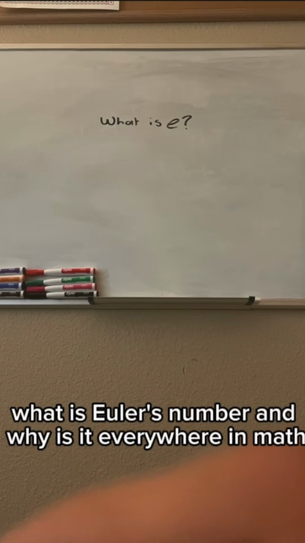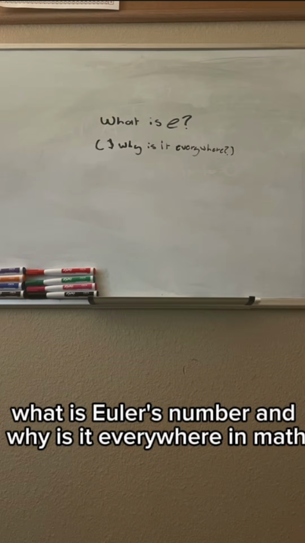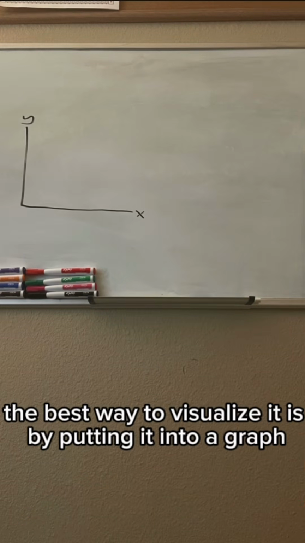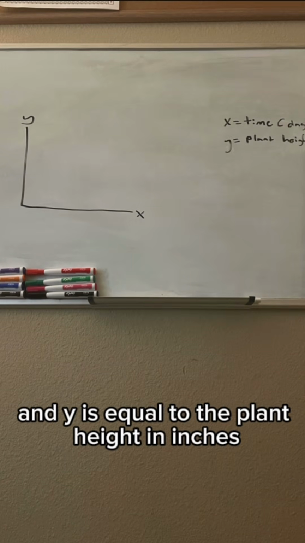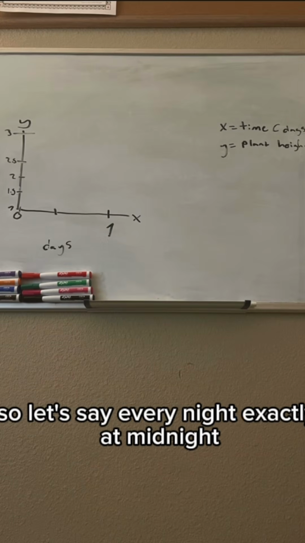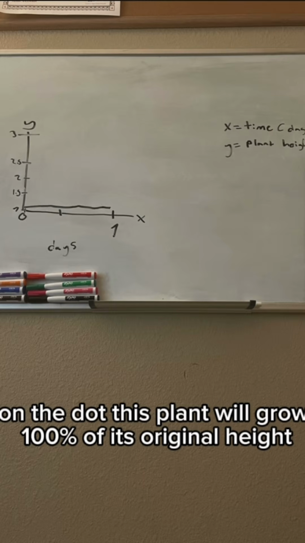What is Euler's number and why is it everywhere in math? The best way to visualize it is by putting it into a graph where x is equivalent to the amount of days and y is equal to the plant height in inches. So let's say every night, exactly at midnight on the dot, this plant will grow 100% of its original height.